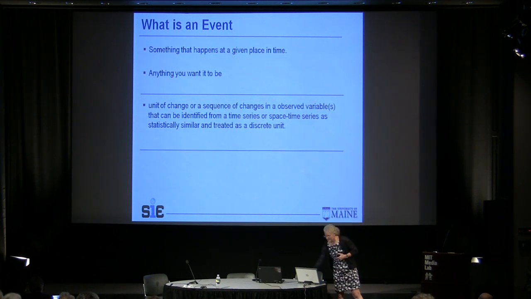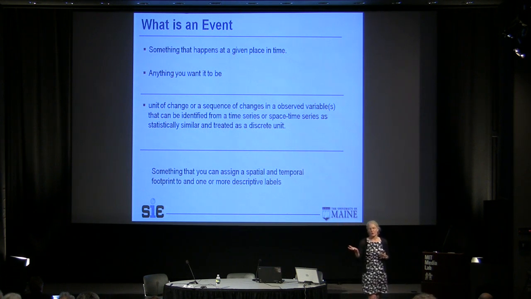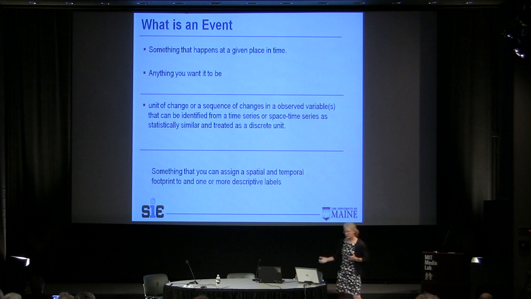But within that, there's a lot of possibilities. Fundamentally, what we end up with is that events are something we can assign a spatial footprint to, a spatial location, whether that be a point, a polygon, or a polyline as a representation, and it has a temporal duration or a temporal footprint, and one or more descriptive labels, properties that we can attach to this event.